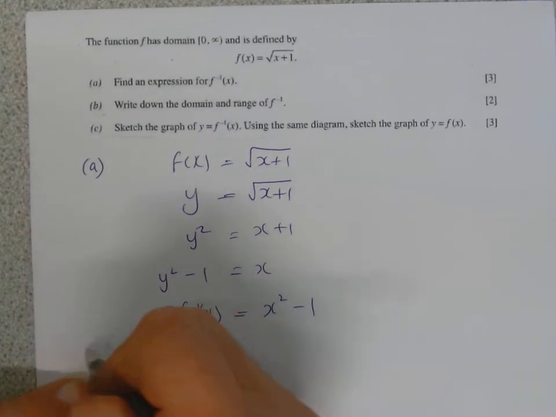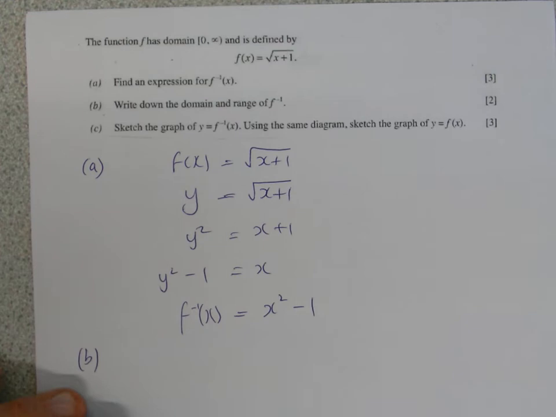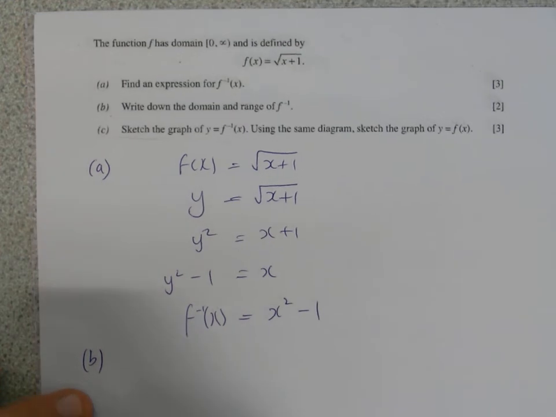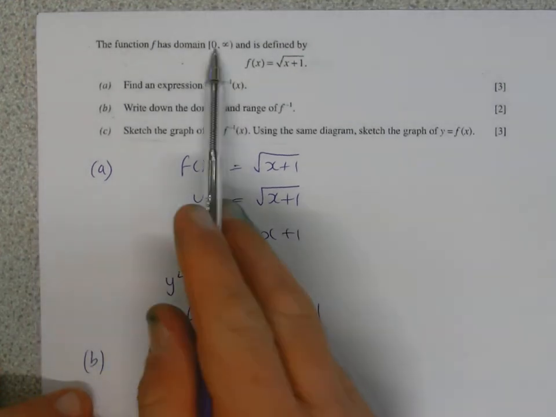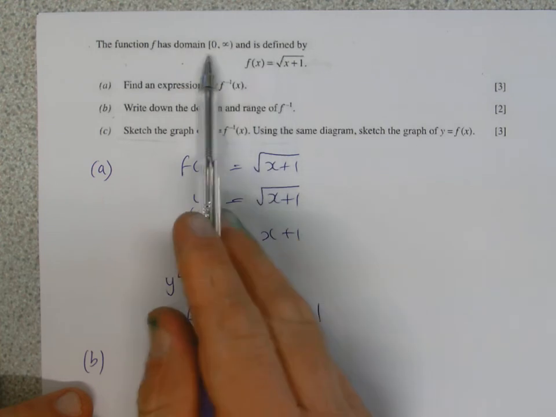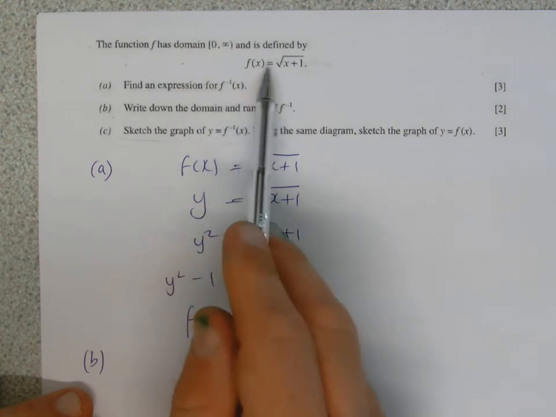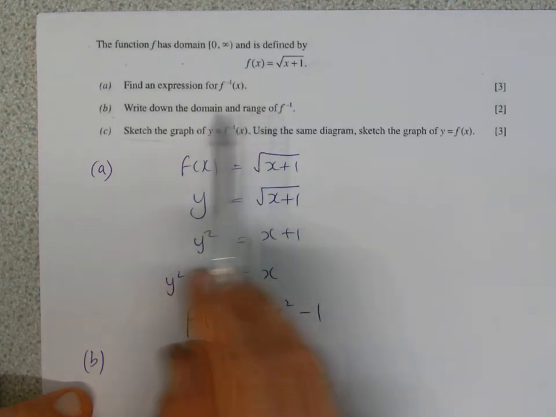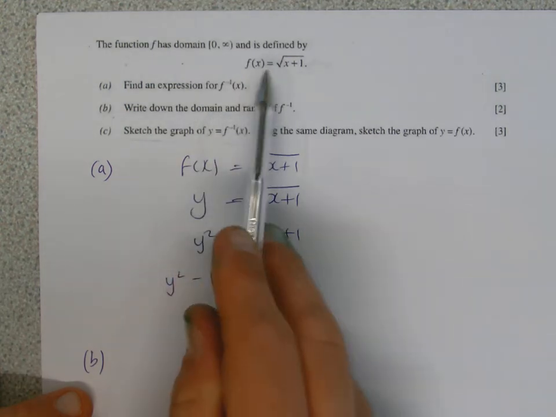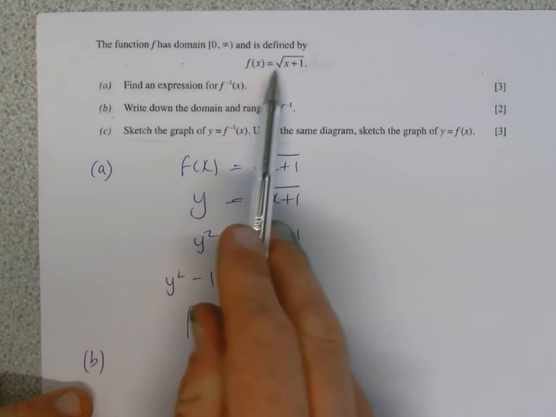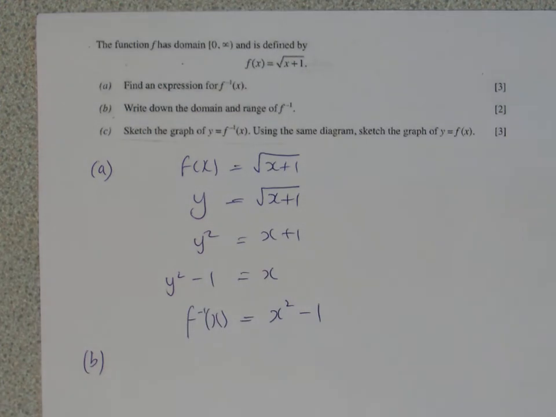Part B then says write down the range and domain of f to the minus 1. Of course we know the domain of f, but what we don't know is the range. We're going to need to work out the range of f first, right? Before we write down the answers, we need to concentrate on this, because remember, the domain of f is the same as the range of f to the minus 1, and the range of f is the same as the domain of f to the minus 1.